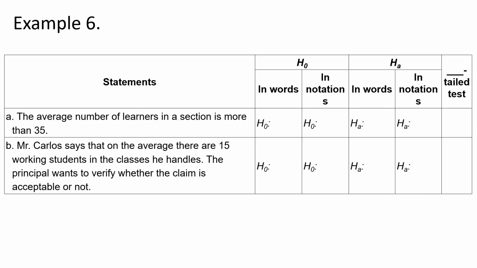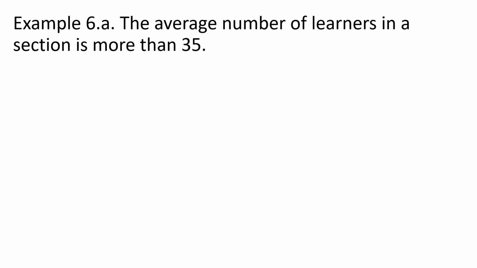Example 6. We have here two statements, and for each we have to give the null hypothesis and the alternative hypothesis both in words and in notation, and we also have to give what kind of test should be used. For the first statement, we have the average number of learners in a section is more than 35. So we'll give the null hypothesis and the alternative hypothesis.